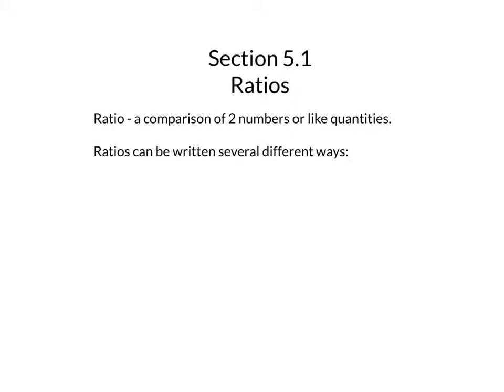Section 5.1, Ratios. The term ratio means a comparison of two numbers or like quantities. Ratios can be written several different ways. One way to write a ratio is just in word form. So I could say the ratio of 9 to 13, which just means that I am comparing 9 to 13.